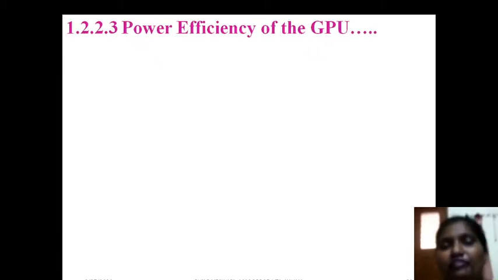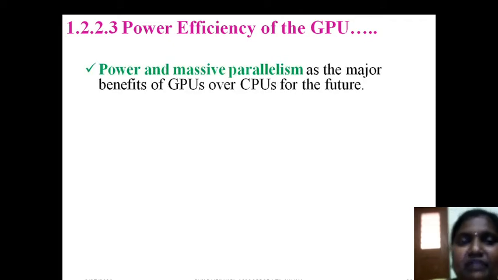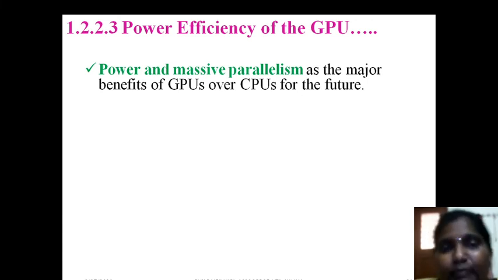Now we will see one by one the factors. The power efficiency of the GPU: how much it requires to perform its large number of instructions is a big issue. We will consider this. See, power and massive parallelism are the major benefits of the GPU over the CPU for the future. How? Because the GPU, by consuming more power, can perform more parallelism. So automatically it proves to be a benefit over the CPU.